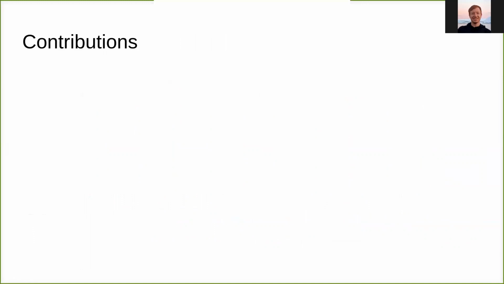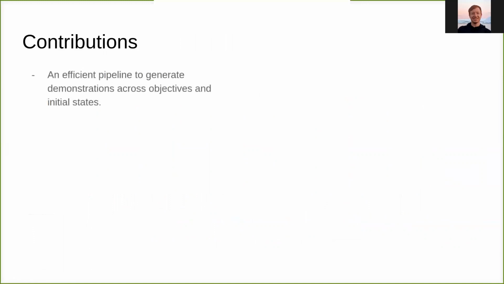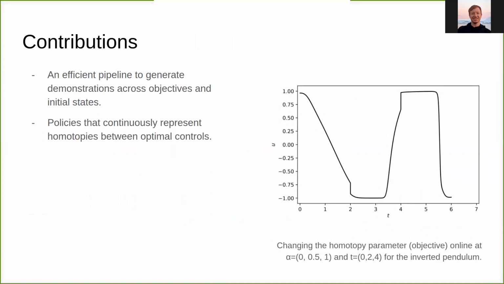The key contributions of our paper were an efficient data generation pipeline to produce optimal demonstrations across various objectives and initial states, and parametric policies that continuously represent the homotopies between optimal controls. The result of our approach is a parametric controller that can change its objective online, as we illustrate in this figure of the inverted pendulum's control sequence, where the homotopy parameter is incremented at different points in time.